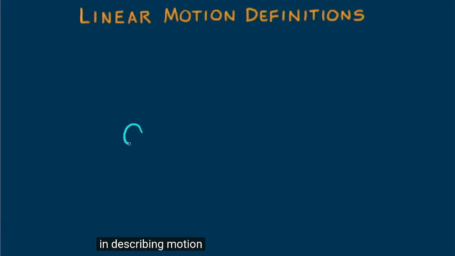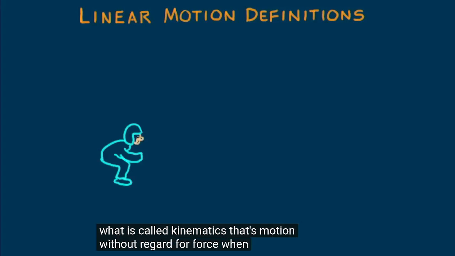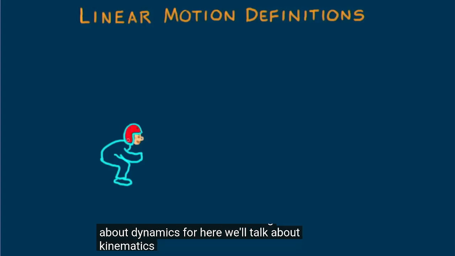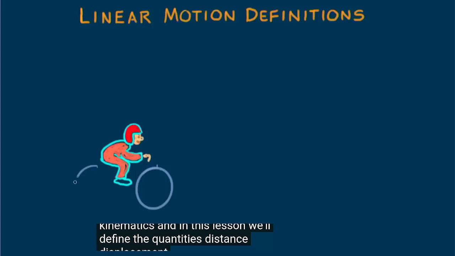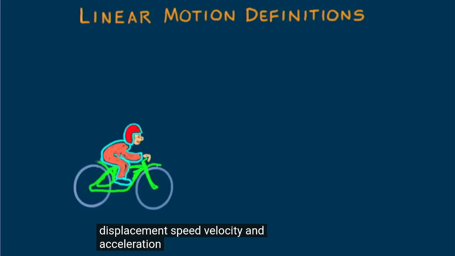In describing motion, we're talking about what is called kinematics. That's motion without regard for force. When motion is described with forces, we're talking about dynamics. Here, we'll talk about kinematics. And in this lesson, we'll define the quantities distance, displacement, speed, velocity, and acceleration, and the relationships among them.